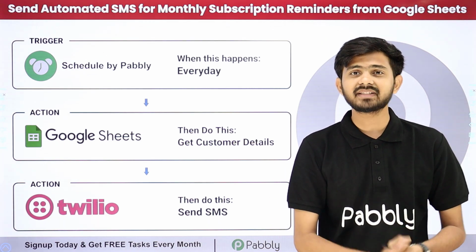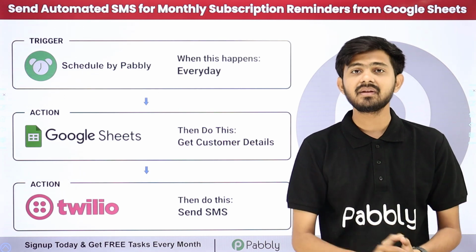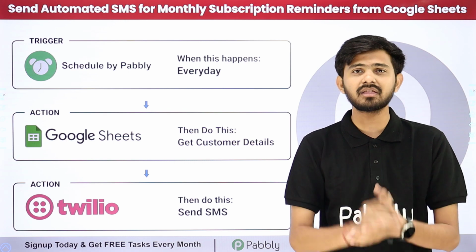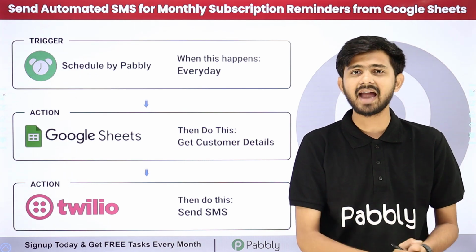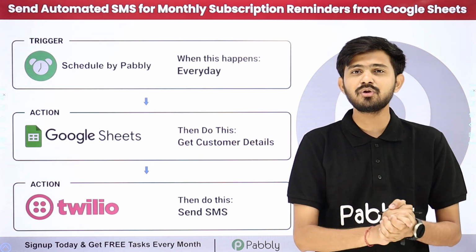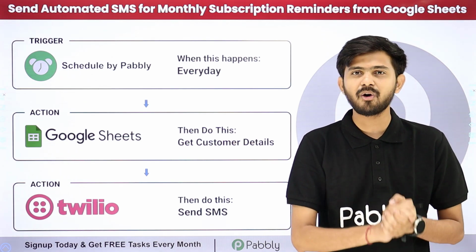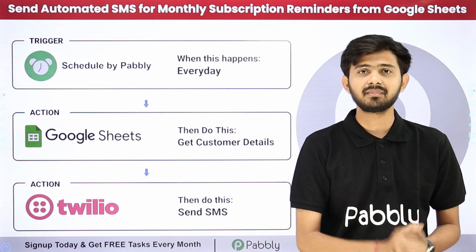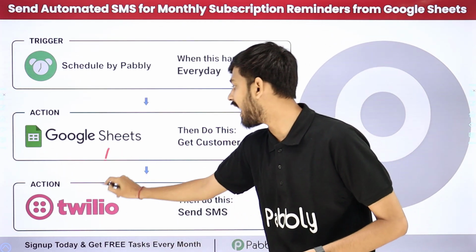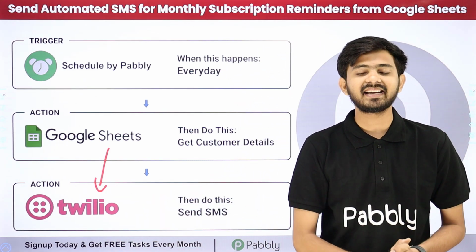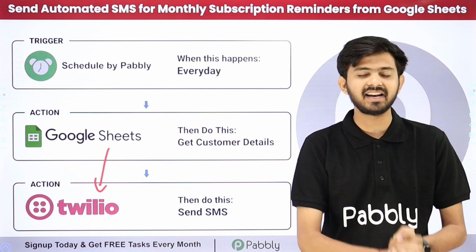Now what I want to do is build an automated system in such a way that I'm going to get all the details of my customers whose subscription is going to end on that particular date from my Google Sheet, then automatically use all those details to send an automated SMS by using Twilio. I'm going to set up this connection between Google Sheets and Twilio, and for that I need to use Pabbly Connect.